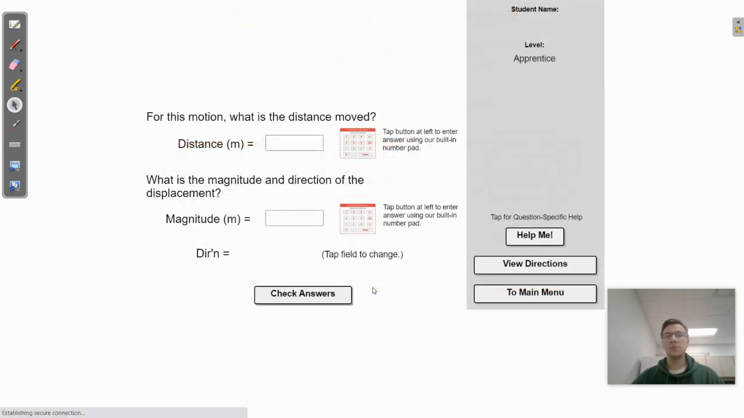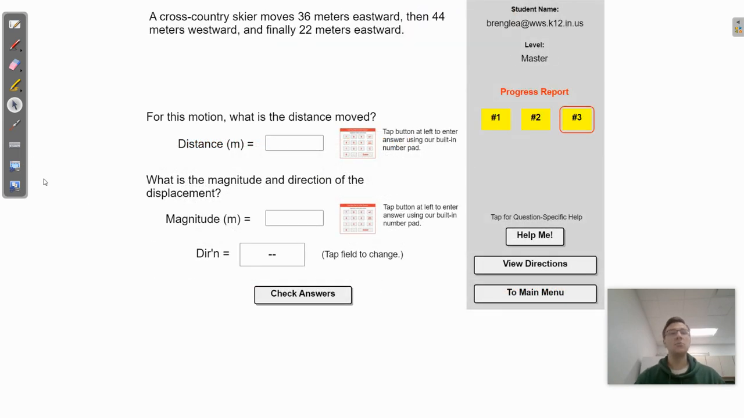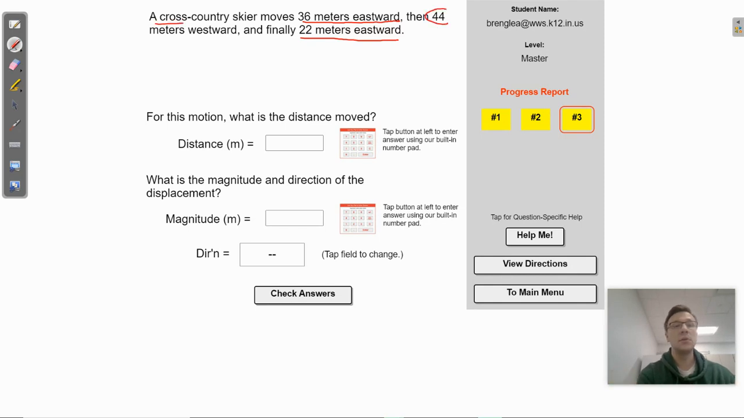Let's go into the master level. Now it's added a third movement in here. So this time it says a cross-country skier moves 36 meters east, then 44 west, and then 22 east. I'm going to underline the east, and I'm going to circle the west so that we know that those are different.